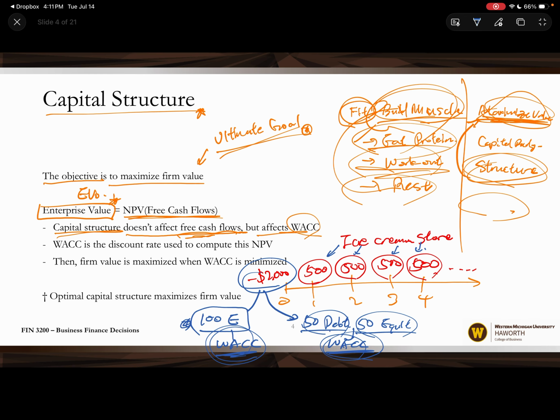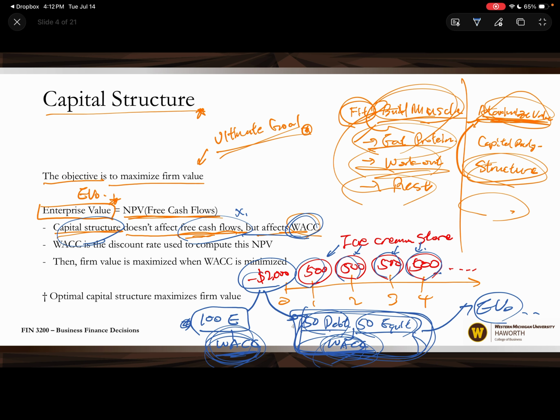Let's say you open an ice cream store, the customers don't care about how the project is financed. It doesn't really change the profitability of the business, right? So the free cash flows are not affected, but the capital structure affects the WACC, and therefore it changes the enterprise value of the firm.